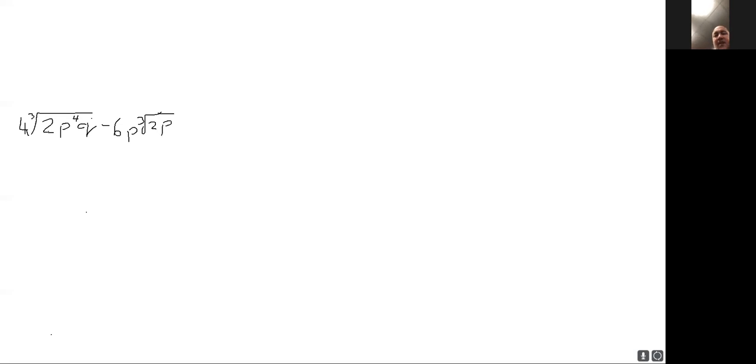So something like that. Can you read that? Yeah. And then there's a Q beside the P inside the cube root. Oh, there's a Q in there. Yeah, at the end. Okay. That makes more sense. Like that then. Yeah.